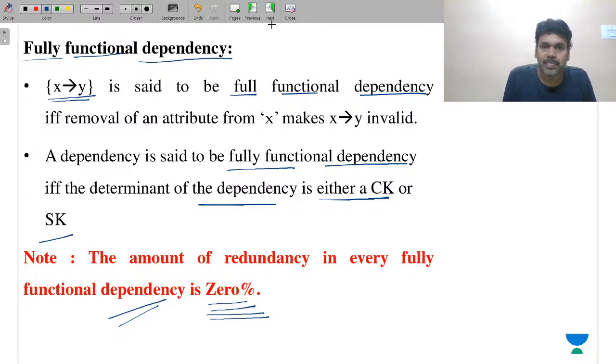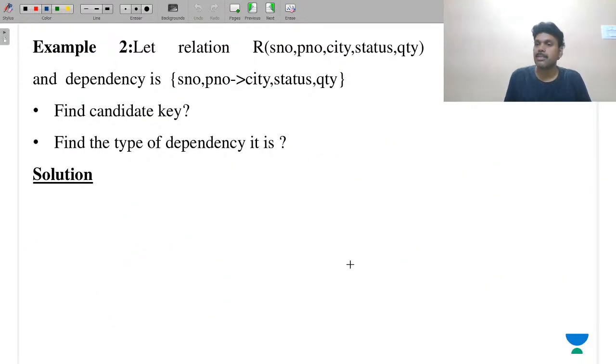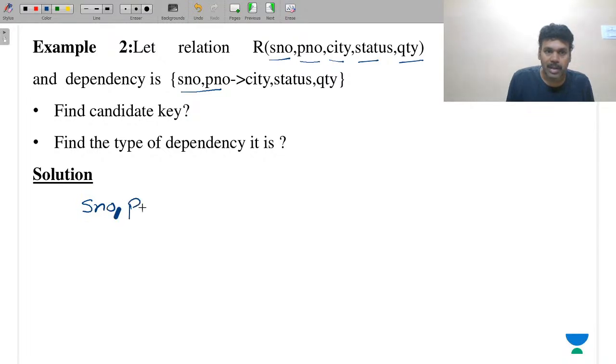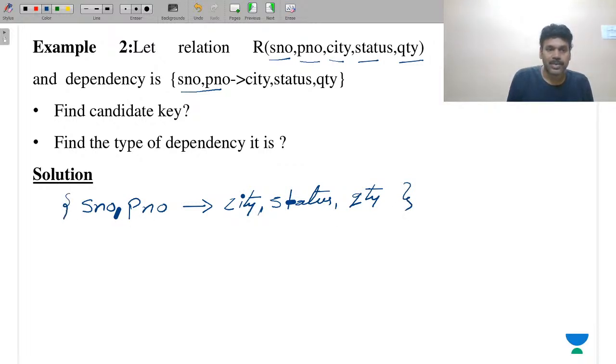Okay, friends. Now let us go to one more example. Here R is given with S number, P number, city, status, quantity, and he has given some dependency here: S number comma P number implies city comma status comma quantity. So he is asking what is the key for this. We all know that the candidate key in this is SNO comma PNO. You know how to compute it.